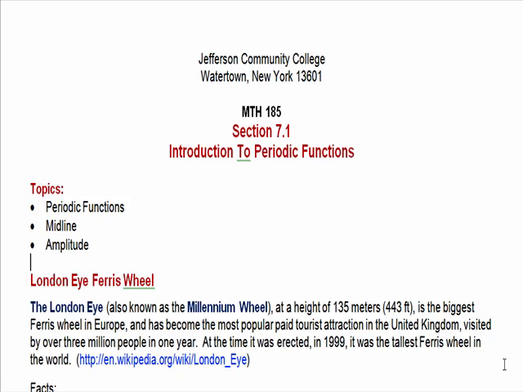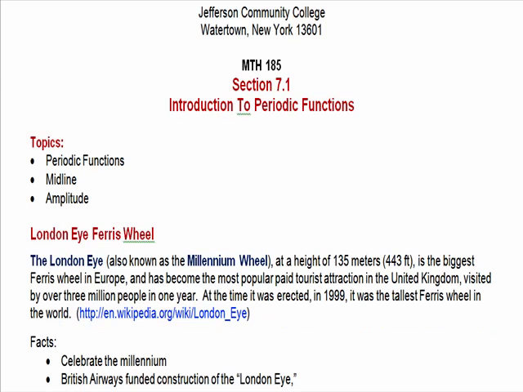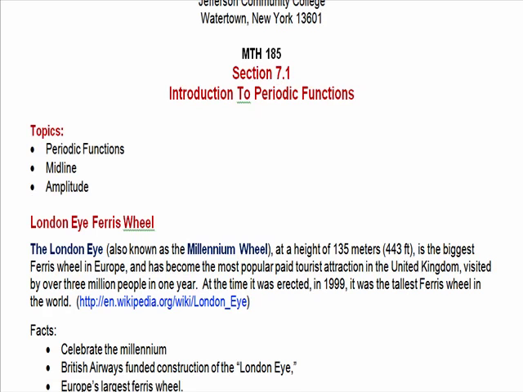So to start off with, we're going to use the example of the London Eye Ferris wheel. The London Eye, also known as the Millennium Wheel, is 135 meters tall, or 443 feet. It's actually the biggest Ferris wheel in Europe and has become one of the most popular paid tourist attractions in the United Kingdom. It's visited by over 3 million people every year. At the time it was erected in 1999, it was the tallest Ferris wheel in the world.